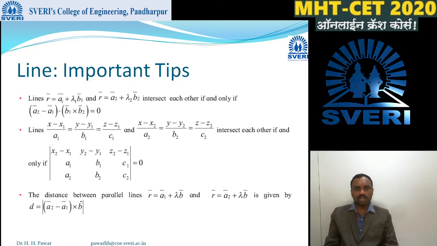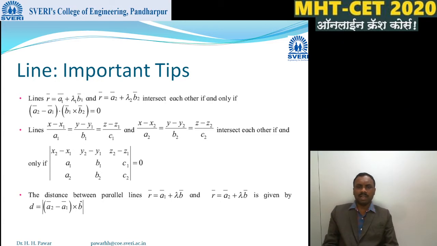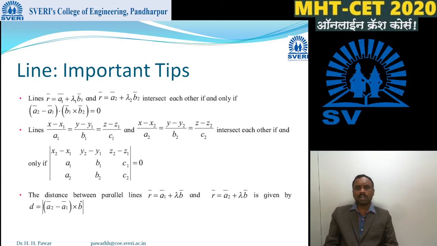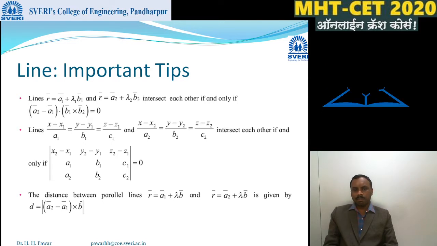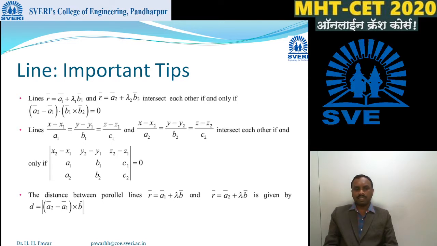Then the lines (x minus x1) upon a1 equal to (y minus y1) upon b1 equal to (z minus z1) upon c1 and (x minus x2) upon a2, (y minus y2) upon b2, (z minus z2) upon c2. That is, when two lines are given in Cartesian form, they intersect each other if and only if this condition is satisfied: the determinant with rows (x2 minus x1, y2 minus y1, z2 minus z1), (a1, b1, c1), (a2, b2, c2) equals 0.